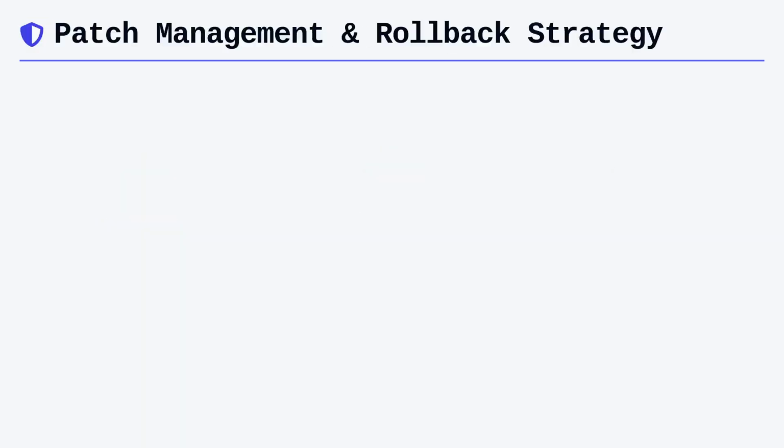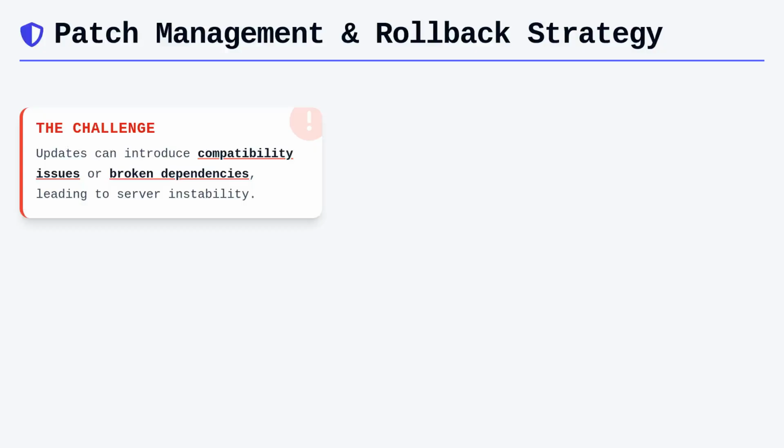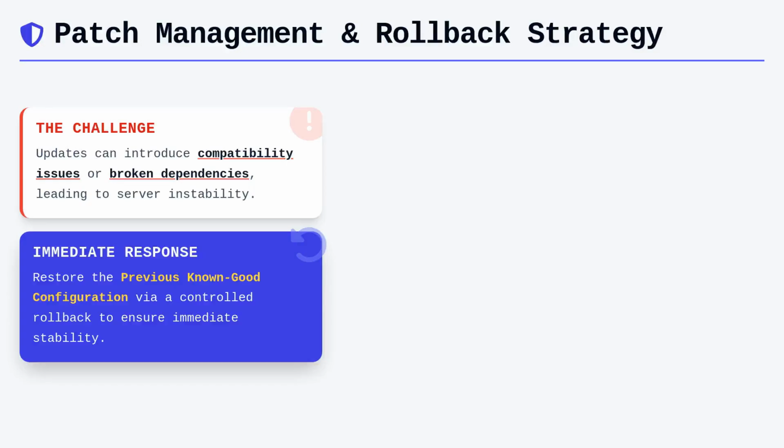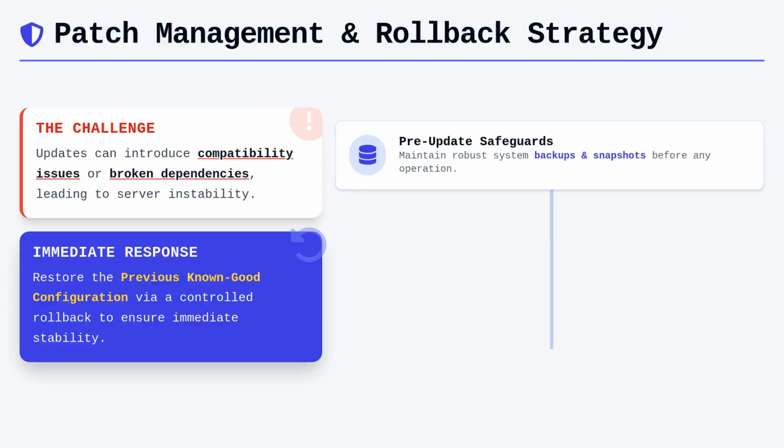Patch management is a vital operational procedure, yet updates occasionally introduce compatibility issues or broken dependencies. When a server becomes unstable following the deployment of a patch, the first course of action is usually to roll back the update to restore the previous known good configuration. This process highlights the necessity of maintaining robust system backups and snapshots before performing any update operations.